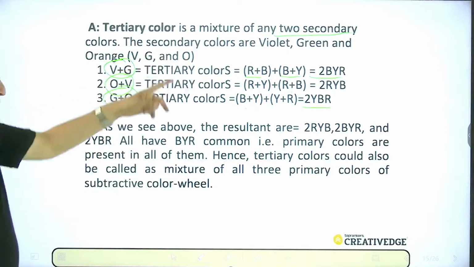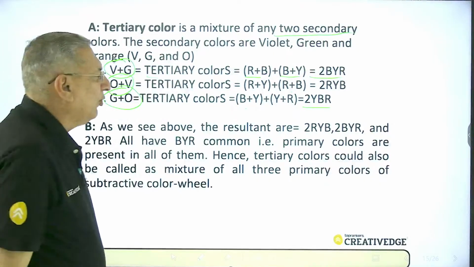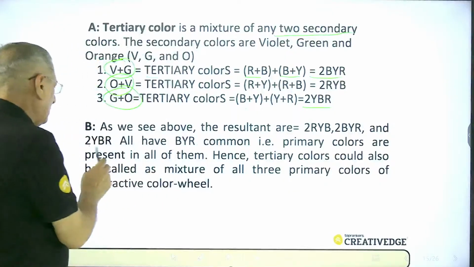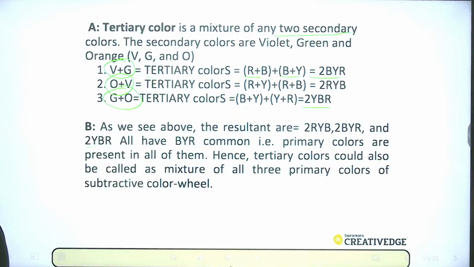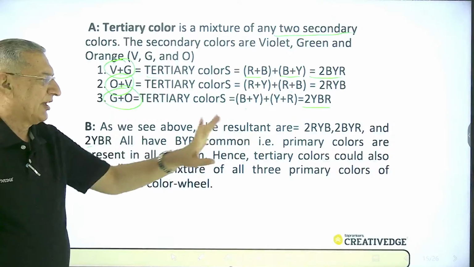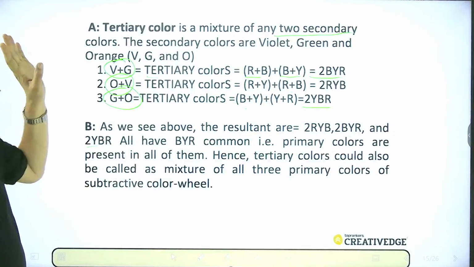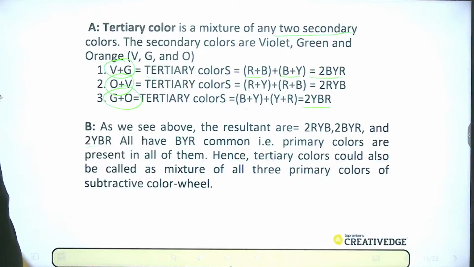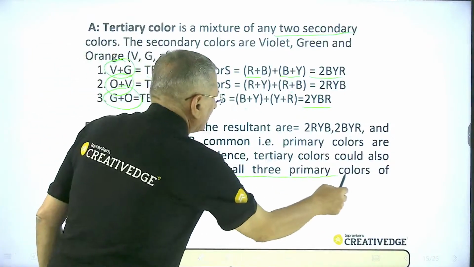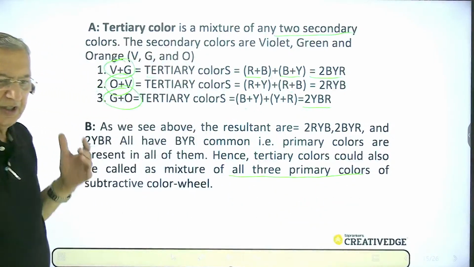As we see above, the results are two R, Y, B, two B, Y, R, or two Y, B, R. All have B, Y, R in common. That is, the primary colors are present in all the tertiary colors that you can obtain. Hence, a tertiary color could also be called a mixture of all three primary colors. The inference is mine.